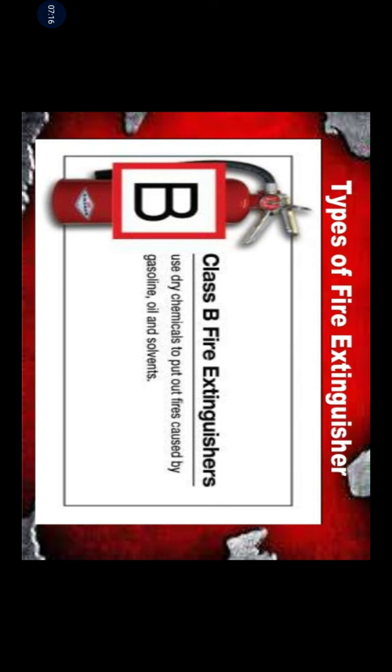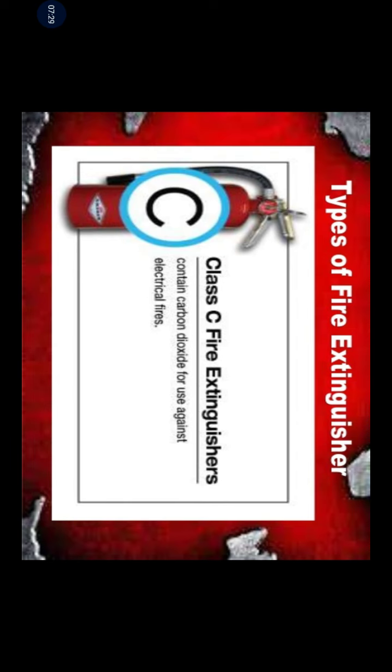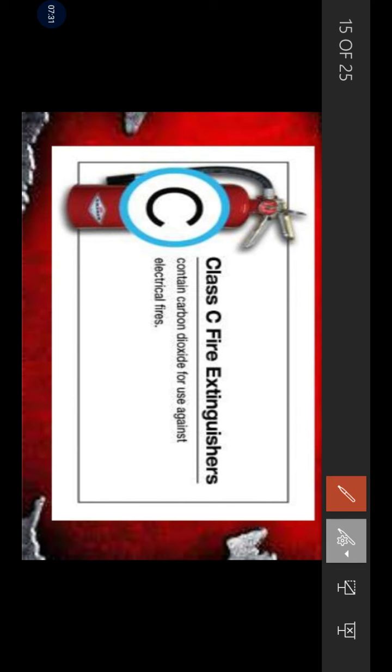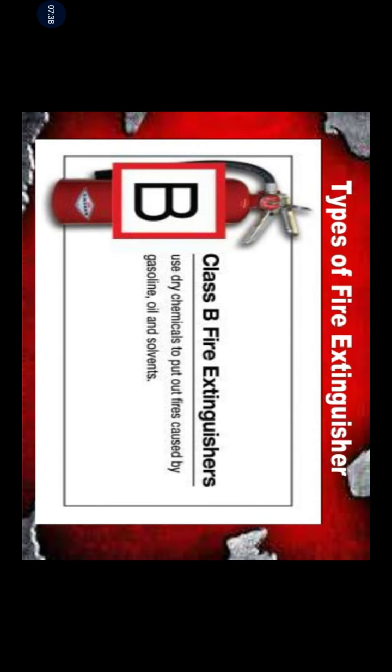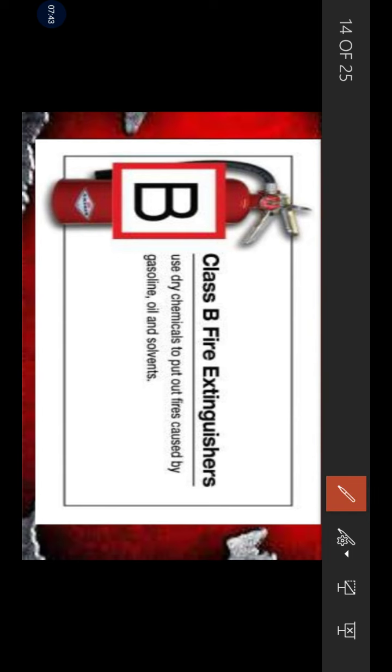Next one, types of fire extinguisher. Class B fire extinguishers use dry chemicals to put out fires caused by gasoline, oil and solvents. Here we can notice that for class B fire, dry chemicals are used. It will extinguish the gasoline, oil and solvents.